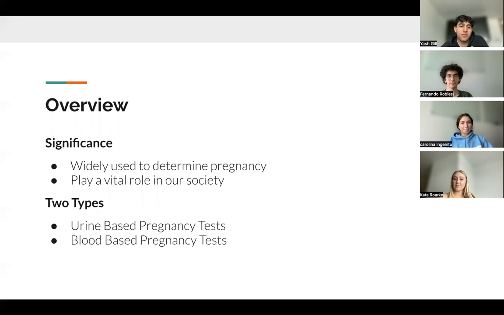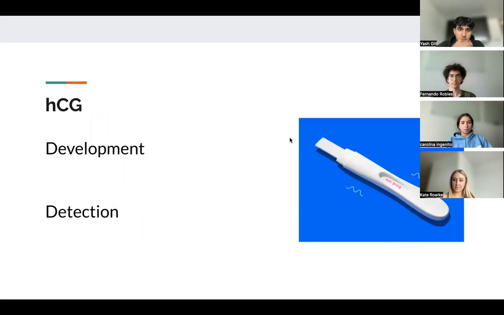So just a real quick overview of the significance and the types that we're going to be talking about today. Significance, it's pretty self-explanatory. Pregnancy tests are widely used to determine pregnancy, and play a vital role in our society. And the two types we're going to be talking about today are urine-based pregnancy tests and blood-based pregnancy tests. So HCG is human chorionic gonadotropin, probably the most vital part of understanding pregnancy tests. I'm going to explain it just real quick before we go into the more chemistry aspect of it.